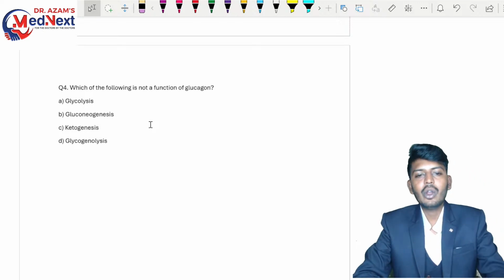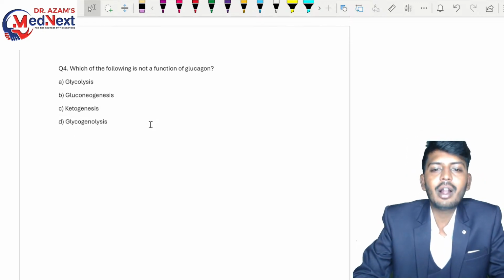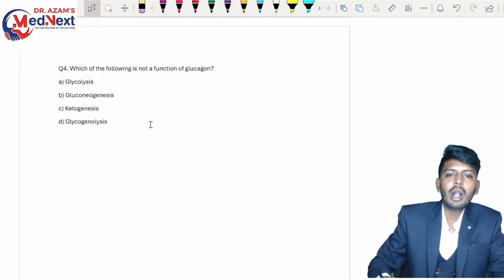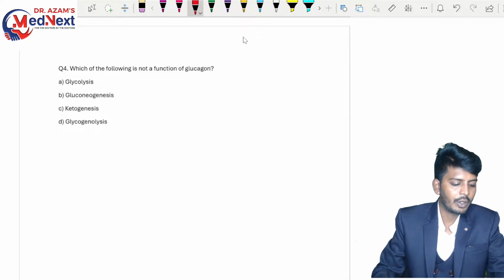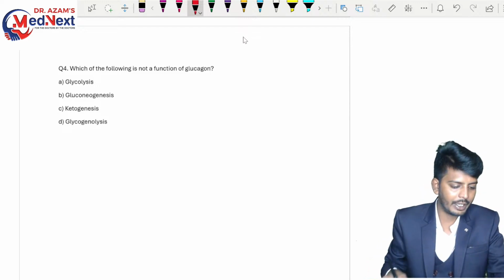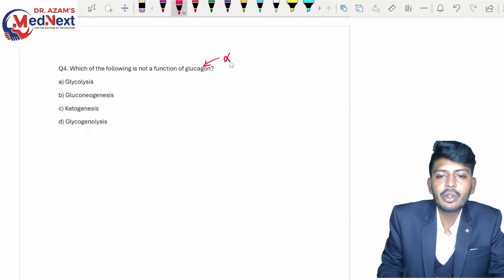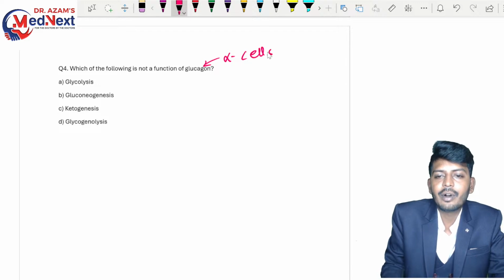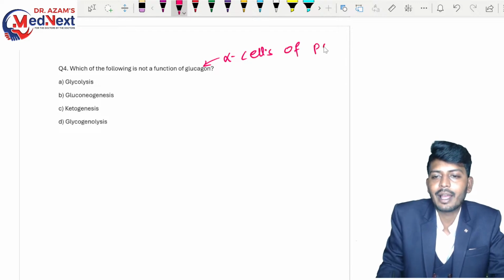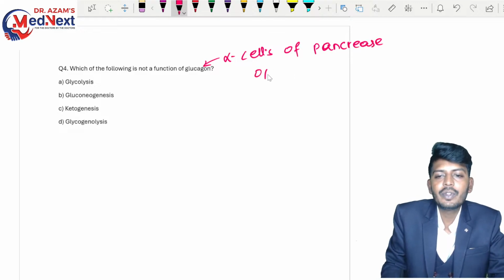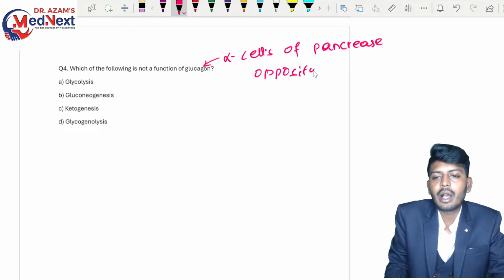Okay. Which of the following is not a function of glucagon? So what is glucagon? Glucagon is a hormone produced by the alpha cells of your pancreas. Exactly what will it do? It will do the opposite of insulin.